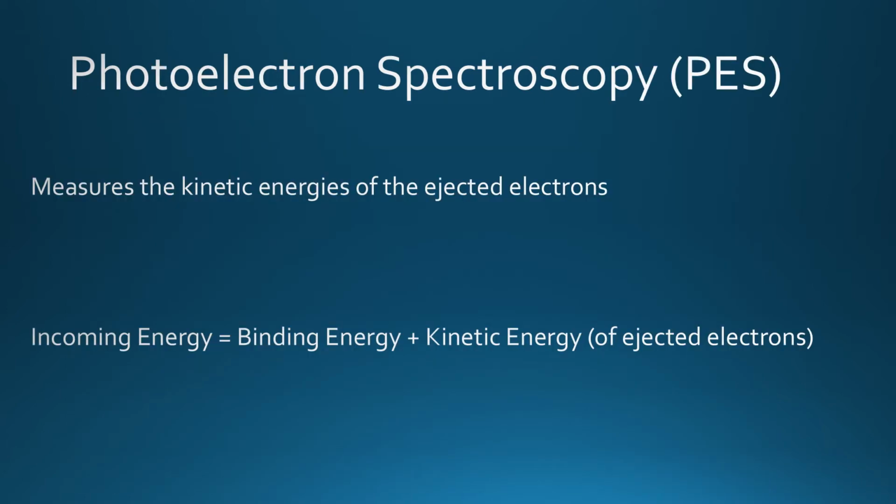Photoelectron spectroscopy, abbreviated PES, measures the kinetic energies of the ejected electrons. So the incoming energy is X-rays, and it's a known quantity. By measuring the kinetic energy of the electrons, the binding energy of those electrons can be determined.